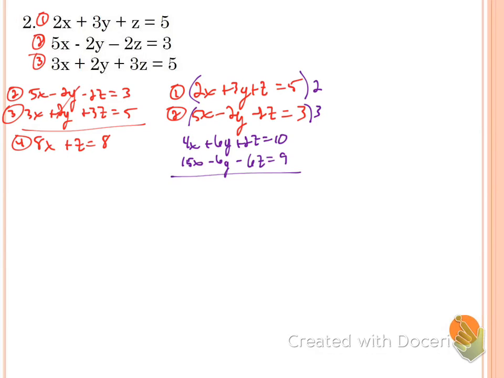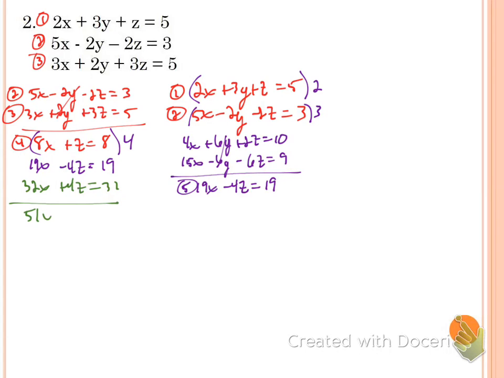And there you go. Add these, you get 0. And so there's your equation 5. Bring 5 over to here. And then we're going to multiply equation 4 by 4 to eliminate those z's. So we get 32x plus 4z equals 32.